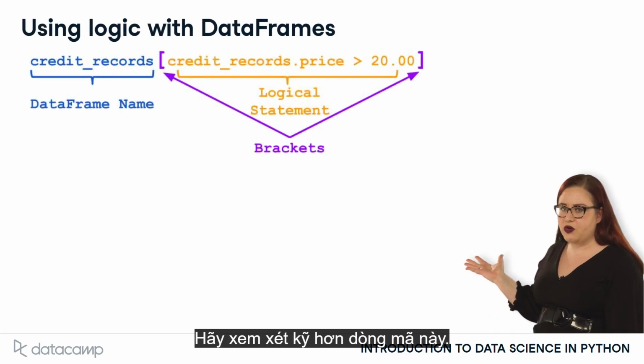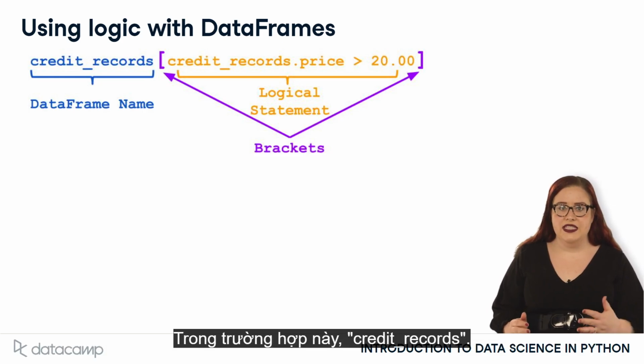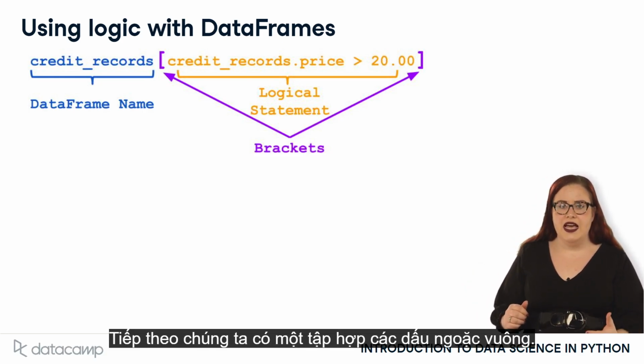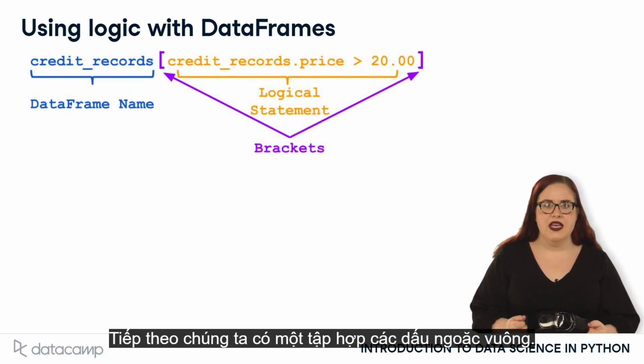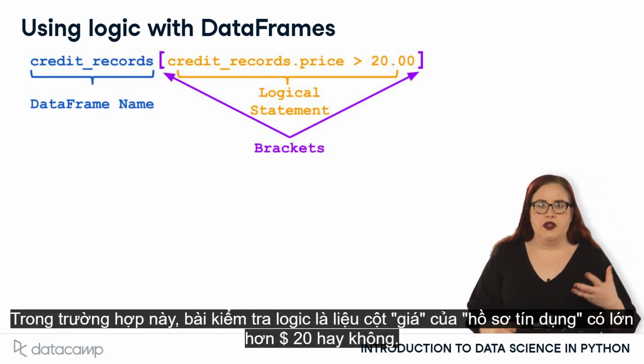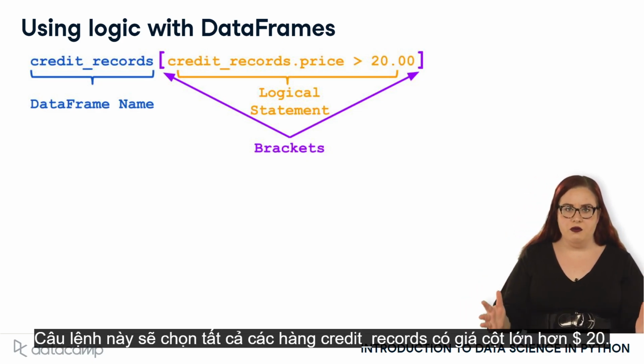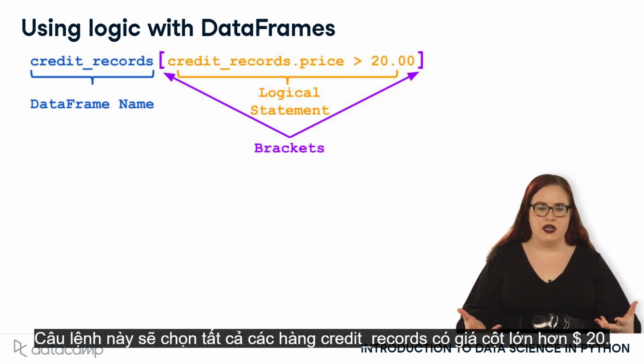Let's examine this line of code more closely. We start with the name of the data frame we want to select rows from. In this case, credit records. Next, we have a set of square brackets. Inside the square brackets, we put our logical test. In this case, the logical test is whether the price column of credit records is greater than $20. The statement will select all rows of credit records where the column price is greater than $20.